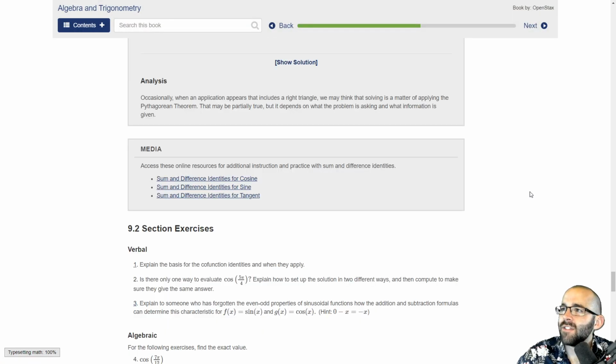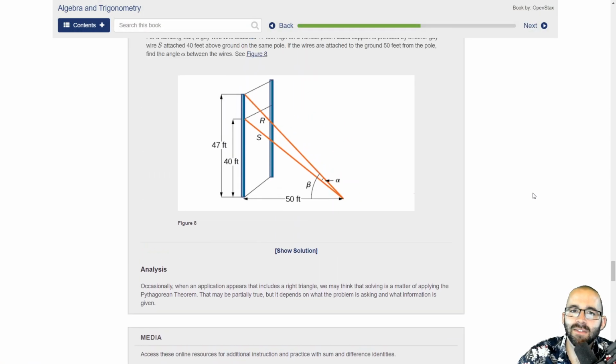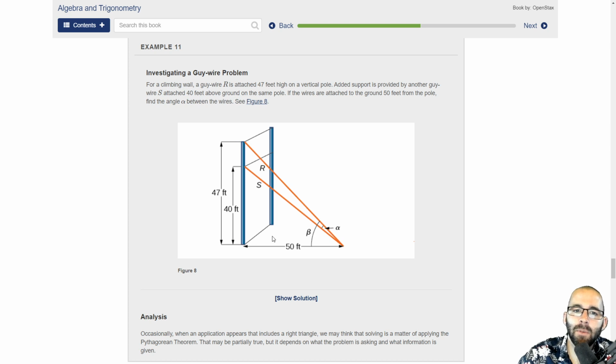So let's check this out. We got a guy wire right here. These two wires right here on a tower, which apparently are helpful. Oh, it's a pole for helping that up. We know that the first wire attaches at 40 feet above. We know the second wire attaches at 47. We know how far the wires are from the base, 50 feet. We don't know what either of these angles are, though. All right, and what we want to find is what alpha is.